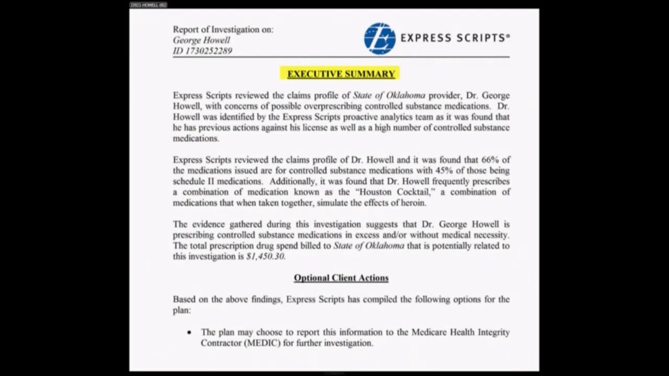Does it say that here? No, I'm just asking if you're aware of that. I don't know that I can do that. All right, well, let's look at the summary that Express Scripts provided as part of its investigation in connection with the Medicare Part D program.